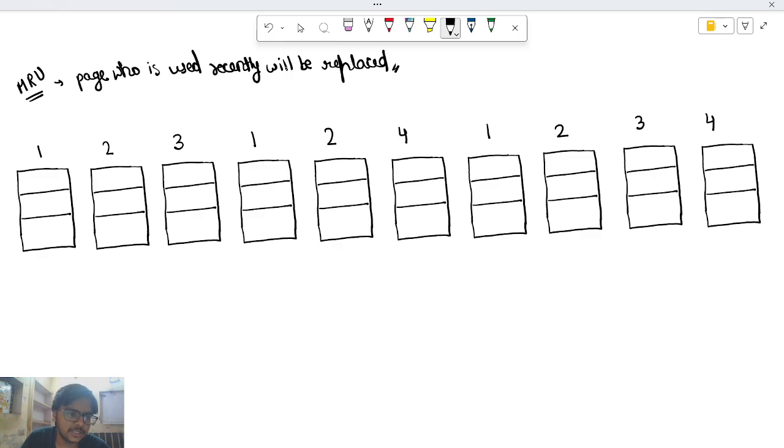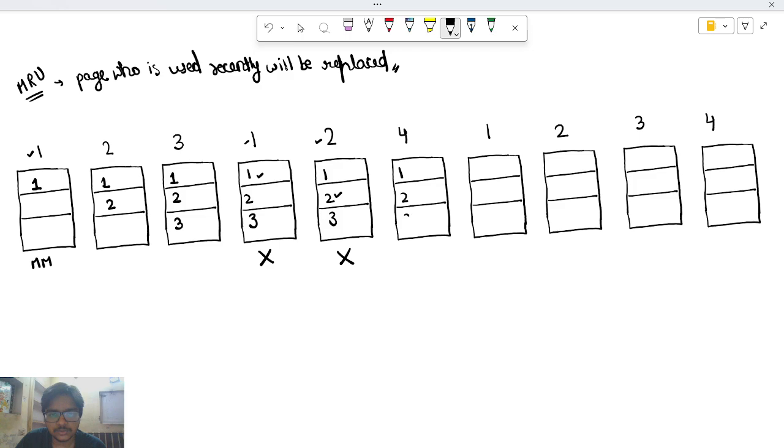Initially there was no page in the main memory and the CPU requested page number 1, so the page comes, and then page 2 comes, and then page 3 comes. Now the CPU requested page 1, so 1 is already present. This is not a page fault. And 1 2 3, the CPU requested 2, 2 is already present. This is also not a page fault.